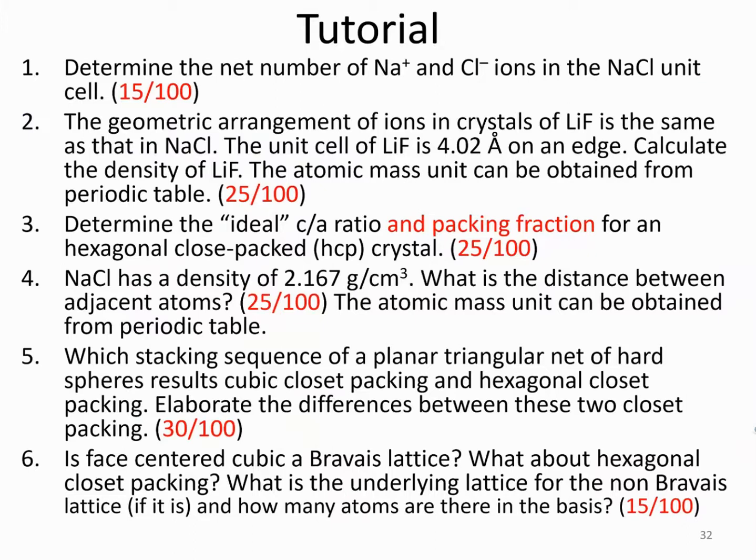So, with the stacking sequence of a planar triangular net of hard spheres resulting in cubic close-packed and hexagonal close-packed packing, elaborate the difference between these two close-packed packings. So, is face-centered cubic a Bravais lattice? What about the hexagonal close-packed structure? What is the underlying lattice for the non-Bravais lattice? And how many atoms are there in the basis?